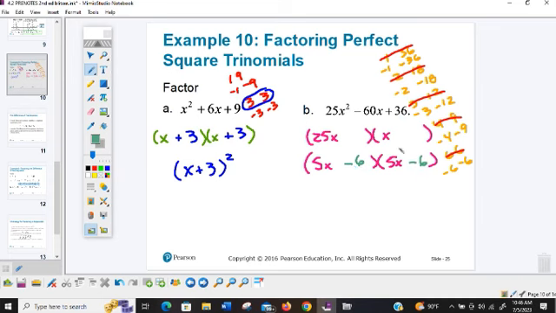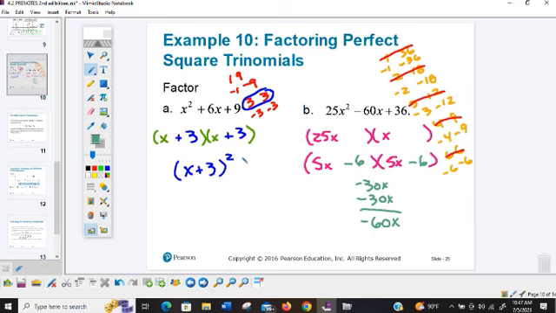Now, when I go to do outside, I get negative 30x. When I go to do inside, I get negative 30x. And that adds to negative 60x. That is the one I needed. If it didn't work, I would try those up here. If that didn't work, then I would try the negative 4, negative 9 and switch them around.